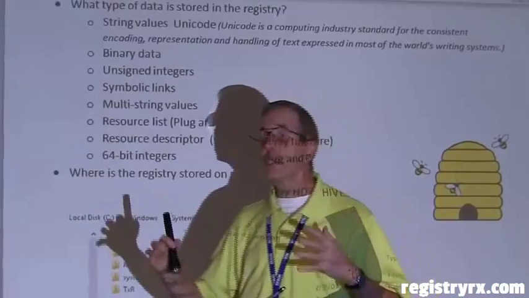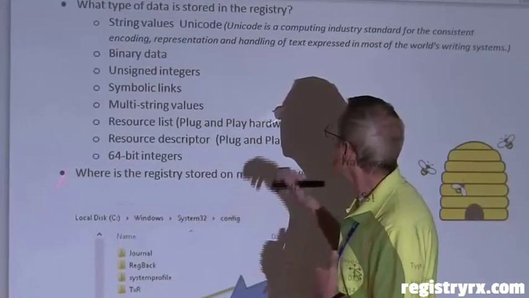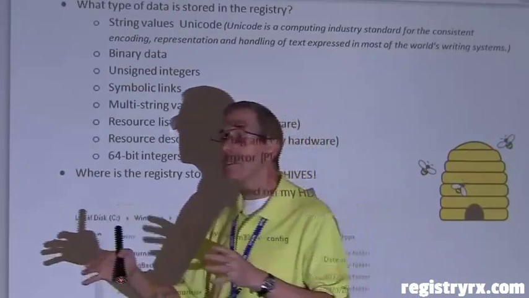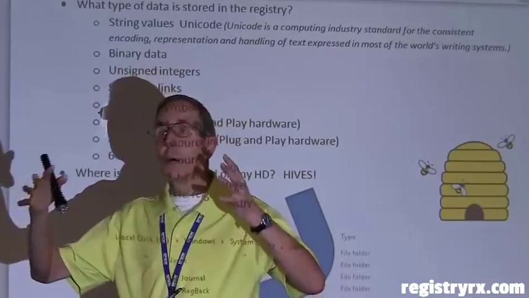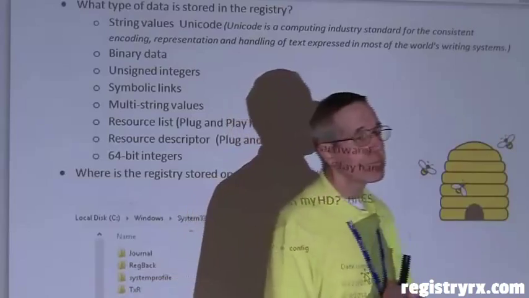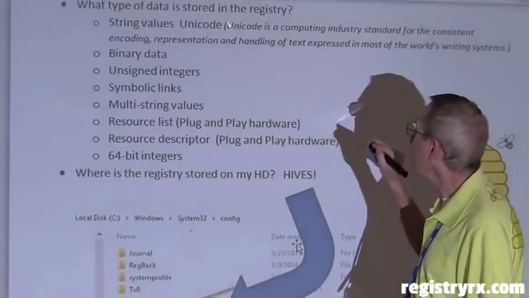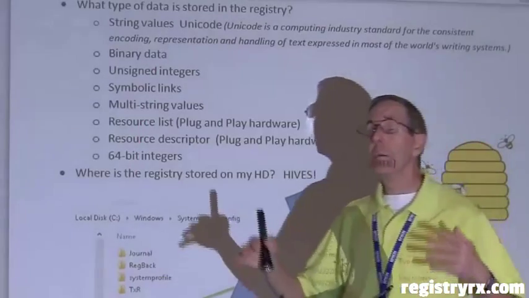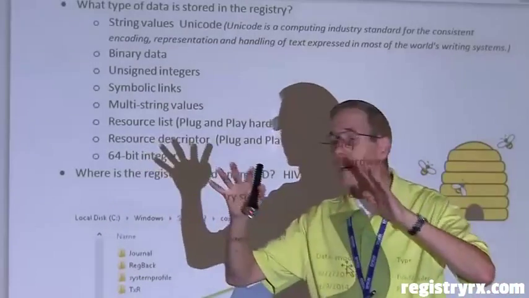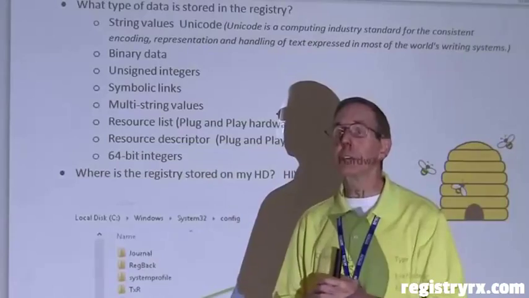So the registry includes ASCII text and Unicode, and this is a worldwide standard. Unicode allows us to store multiple languages from almost every country that has a written language. So Unicode is always used in operating systems because it allows us to store Arabic, Hebrew, English, Slavic languages, any kind of language that has a written form.